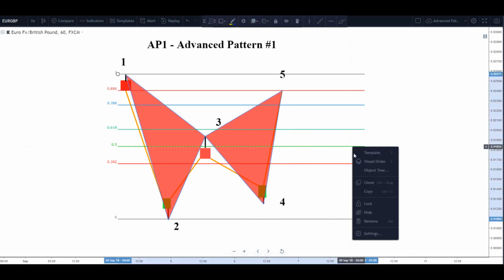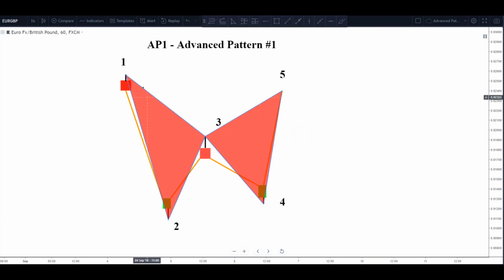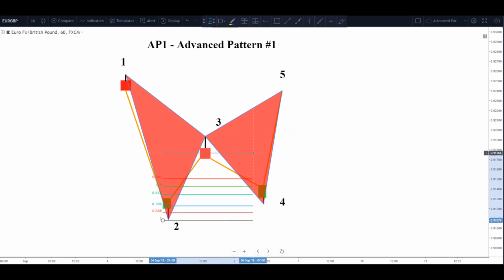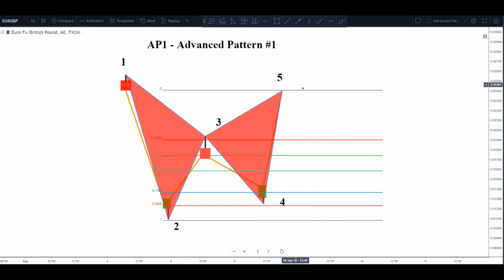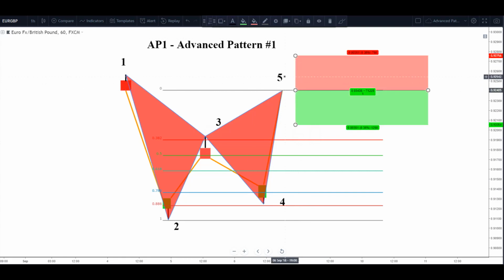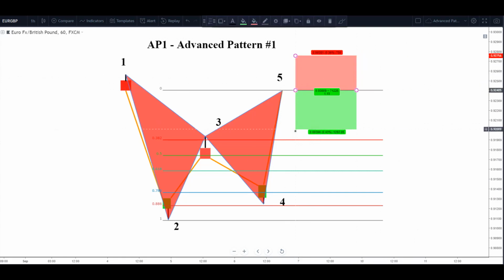So here for stops and targets of the bearish version of the AP1, we're going to pull a Fibonacci retracement from the swing low of 2 up to the completion point at the 886 of 1 to 2. We're going to leave our Fibonacci's just like that. We're going to put our position tool on here, or you can measure this with a ruler tool, whatever you'd like to do. We're then putting a target at the 382 retracement from 2 up to 5.